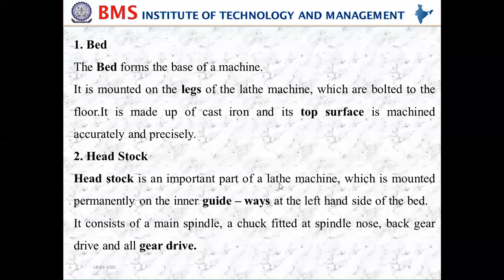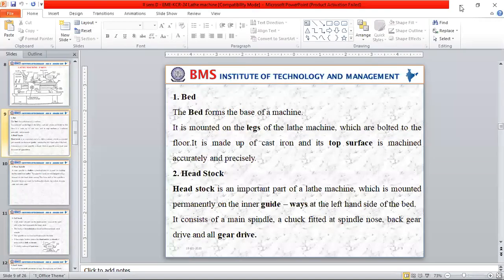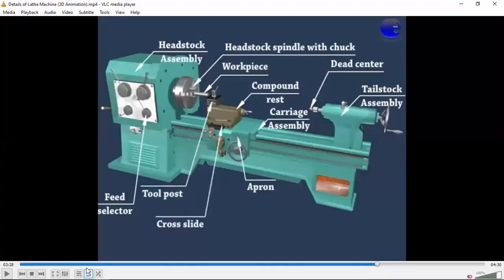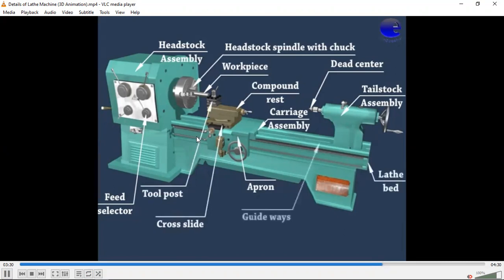Now we'll go to the video. So we have discussed the different parts, the headstock and tailstock. So this is how an actual lathe machine looks like. So these are the different parts.